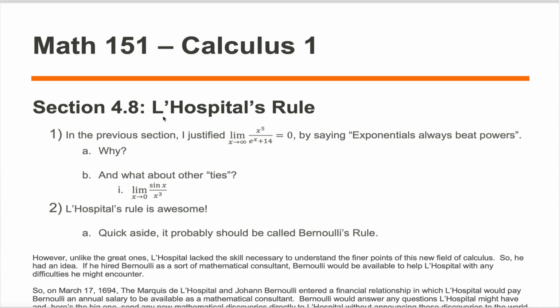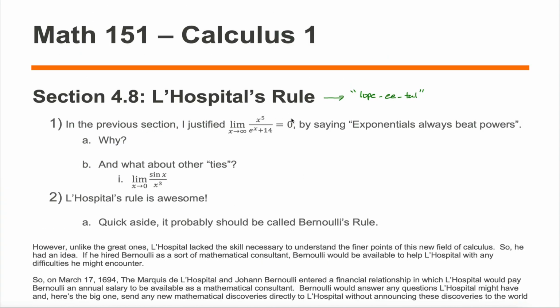In section 4.8, we're going to talk about this thing called L'Hopital's rule. And yes, that's how you pronounce this. I know it's kind of weird looking with the apostrophes and stuff. But per some French guy that I knew in grad school, apparently the way you say this is L'Hopital. L'Hopital's rule. Anyways, what L'Hopital's rule does is it allows us to evaluate some of the limits that we saw in the previous section in a much nicer way.